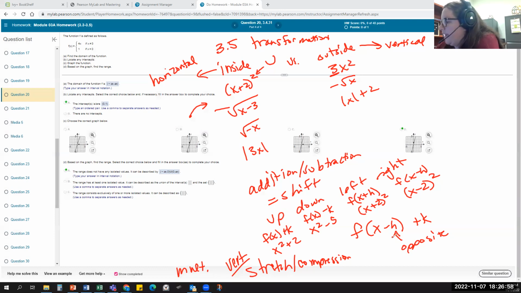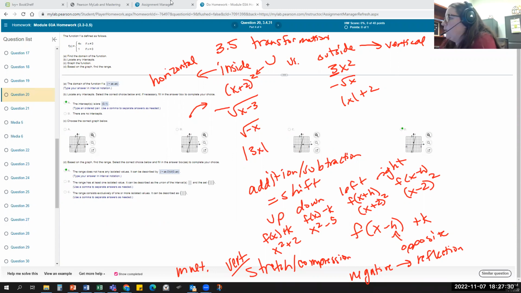And then you have reflections. So a negative would be a reflection. A negative on the inside would be a horizontal reflection. You really only need to worry about that with a square root, because with any of the other types of functions, a horizontal reflection either isn't going to change it at all or is going to change it in the exact same way as a vertical reflection. So in most cases, you just need to worry about vertical reflections, but with a square root, you could have a horizontal.